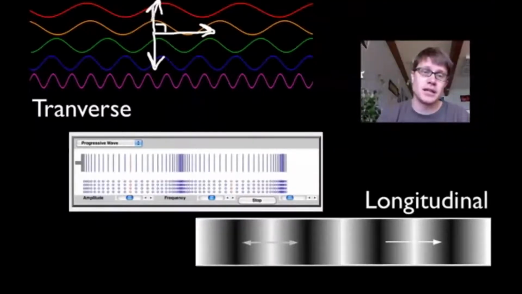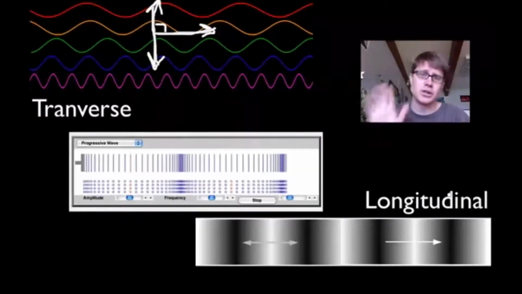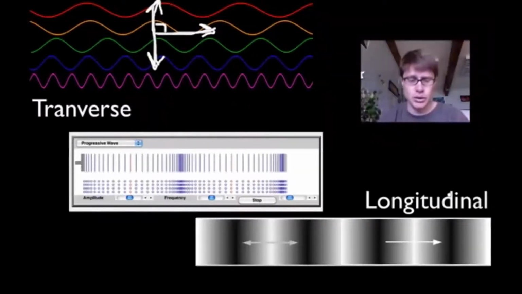And this does kind of look like a T on its side, and so that's a good way to remember what a transverse wave is. A longitudinal wave, an example of that would be the sound you're listening to. It doesn't oscillate perpendicular to the motion, it actually oscillates in the direction of the motion.